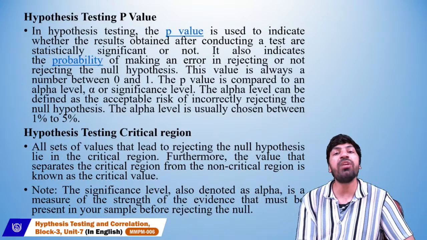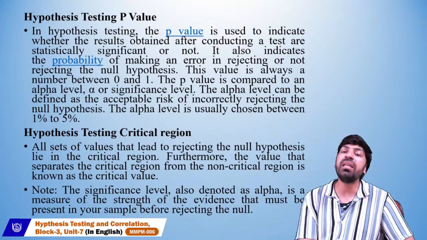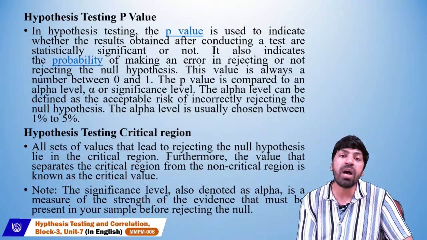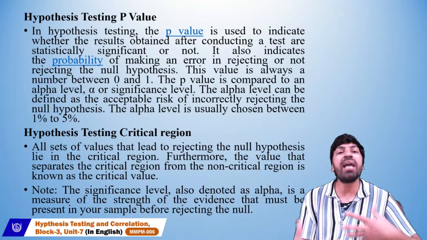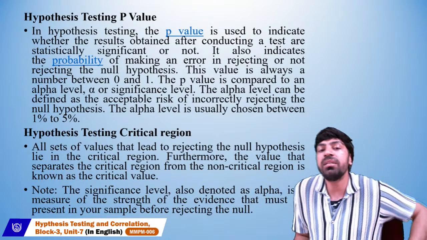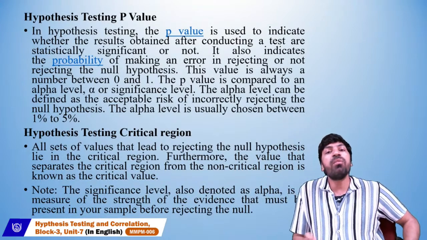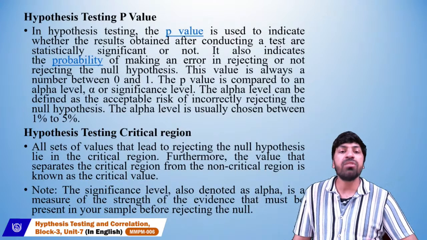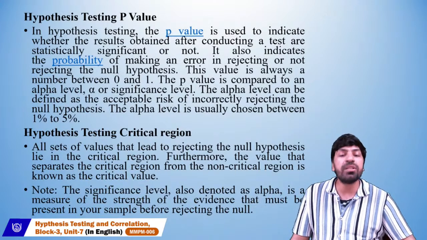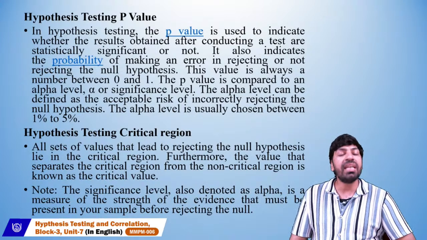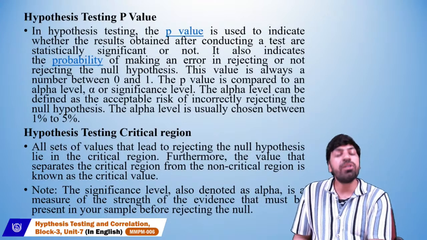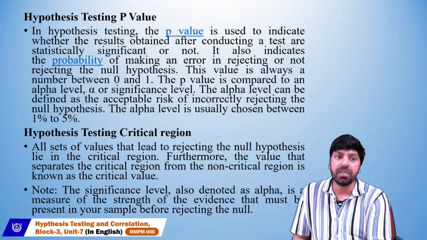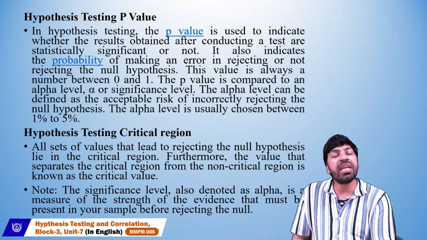Such a p-value always comes as a number between 0 and 1. It could be 0.001, it could be 0.000, or it could be 0.00. Such results always come up in your research study, indicating whether to reject or not to reject the null hypothesis. So the p-value is always compared.